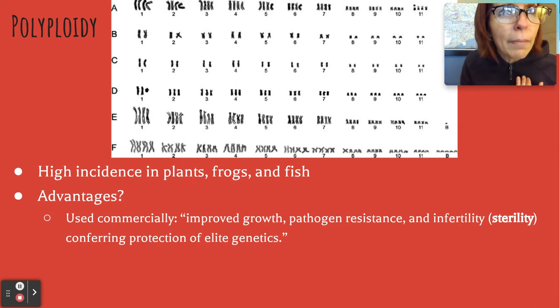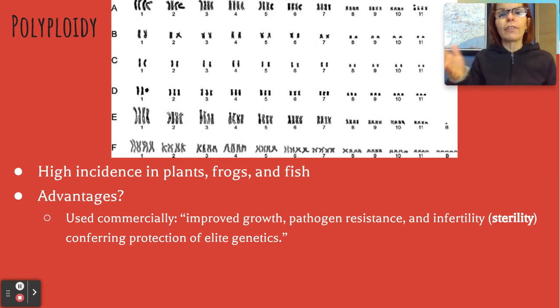So we would be talking about like clams and certain varieties of fish and whatever, things that are grown commercially. They have improved growth, better pathogen resistance. They tend to be infertile, which sounds bad, but that's actually good.